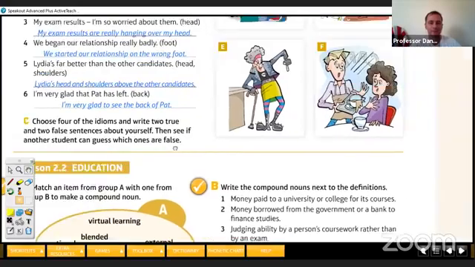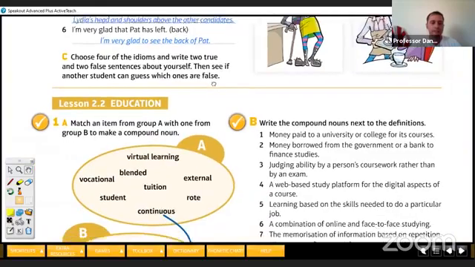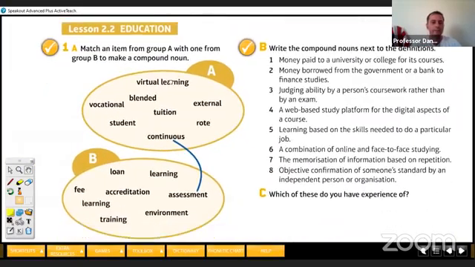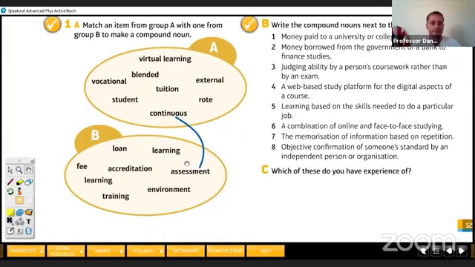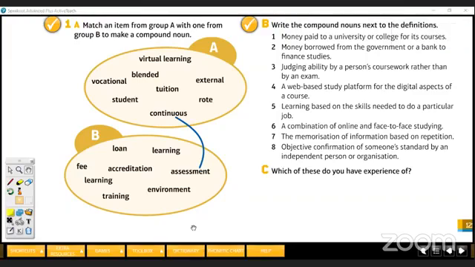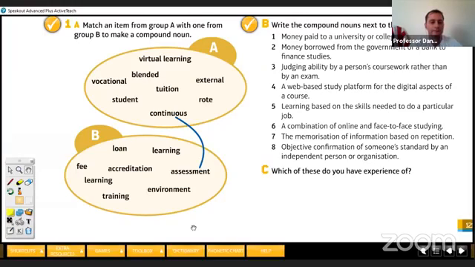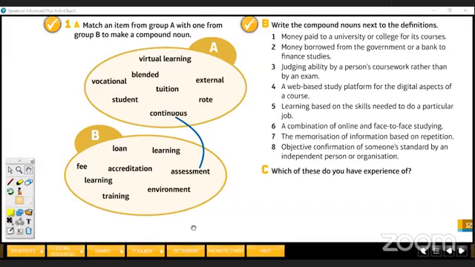Lesson 2.2, education. Match an item in group A with one from group B to make a compound noun. Continuous assessment. Come on. Virtual what? What do you think? Virtual learning what? Environment. Very good. Blended what? Learning. Vocational training.